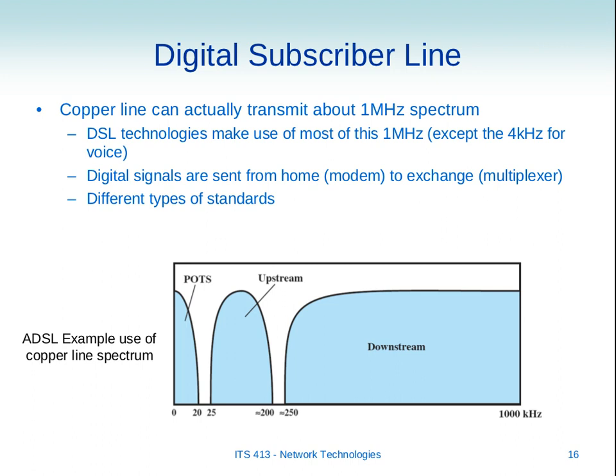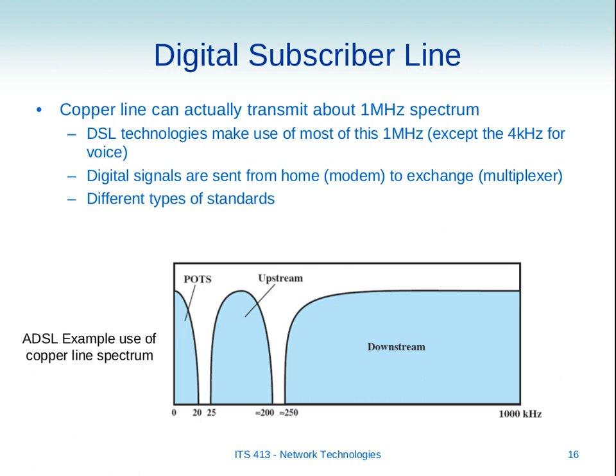The telephone line, the copper wire, supports a bandwidth of about 1 megahertz. But when you make a voice call, you only use the first 4 kilohertz. So if this is the 1,000 kilohertz, 1 megahertz, the telephone service only uses about the first 4 kilohertz. Plus we leave some space so that there's no interference. So it's shown here up to 20 kilohertz. This is the plain old telephone service. When you make a phone call, you use this portion of the spectrum of the cable from your home to the exchange.